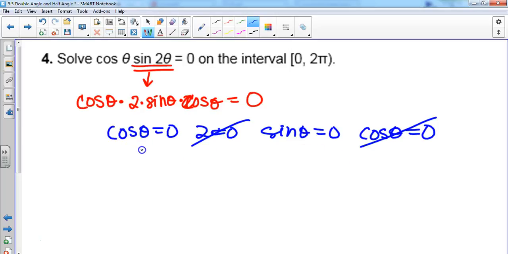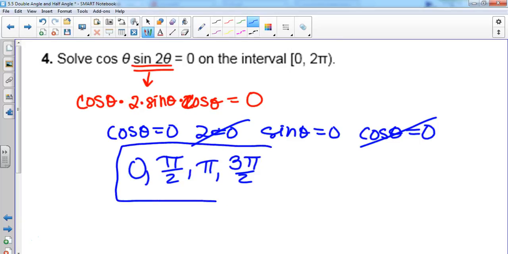So where's the cosine 0 or the sine 0? Cosine at pi over 2 and 3 pi over 2. Okay, and the sine? 0. So we have 0, pi over 2, pi, 3 pi over 2. We could include 2 pi, except it's a soft bracket. Okay, either x or y is 0 at all the quadrantal angles. Yes? Okay.